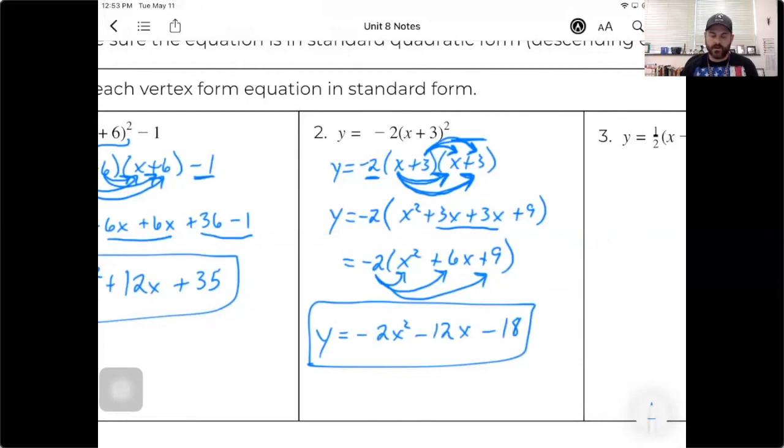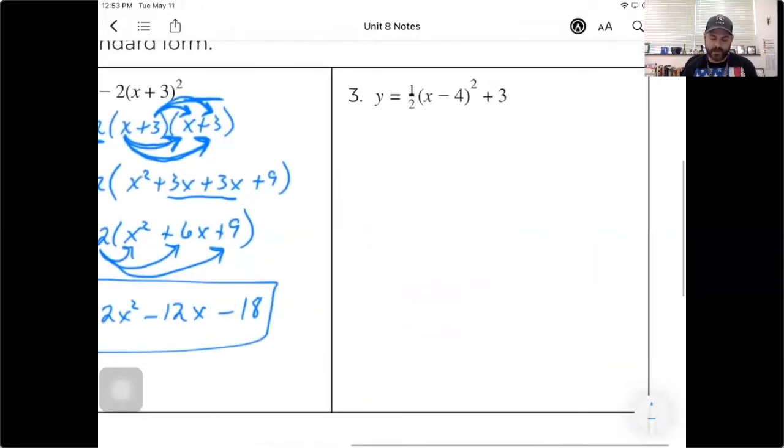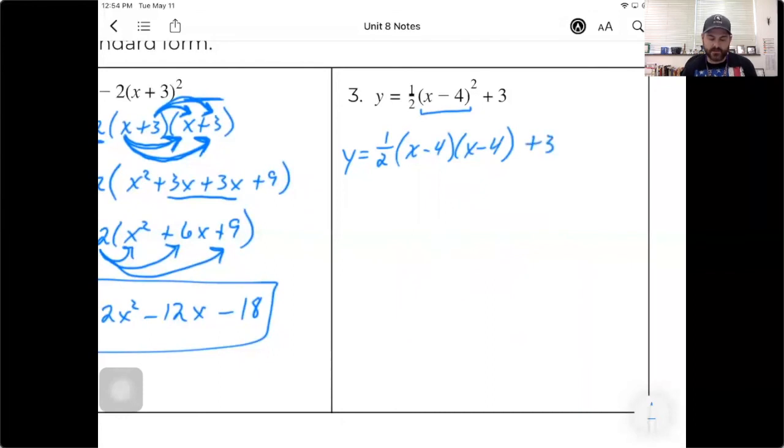Okay? All right, one final example here. Number 3. Again, we want to rewrite this part first. I'm going to keep the 1/2 in front. And I keep my +3 at the end. So when I do my distributing here, I have the 1/2 in front still. X times x is x squared. X times -4 is -4x. -4 times x is another -4x. And -4 times -4 is +16. And then we bring down our +3.